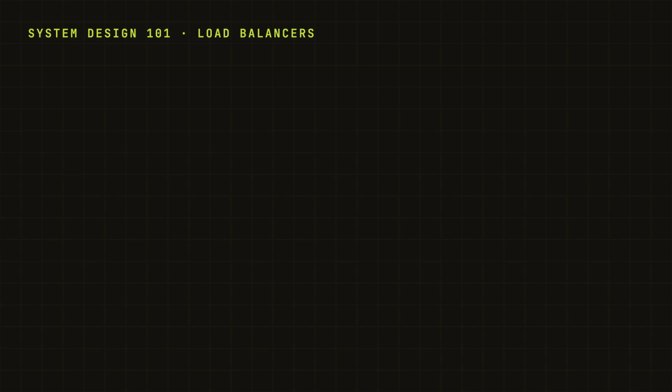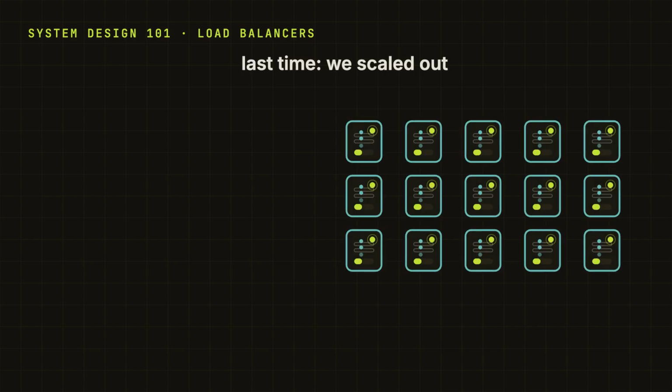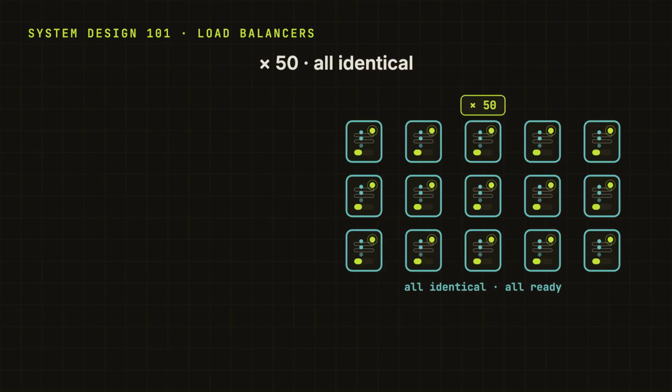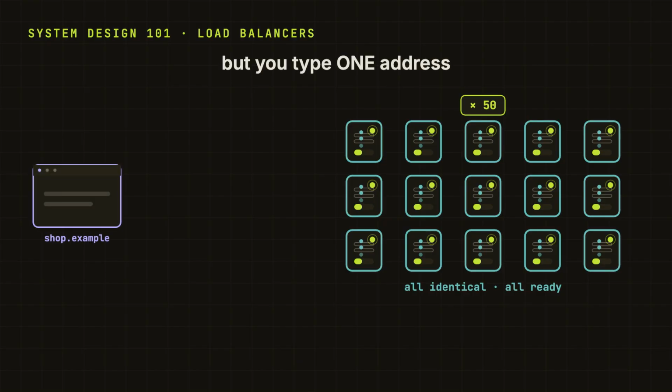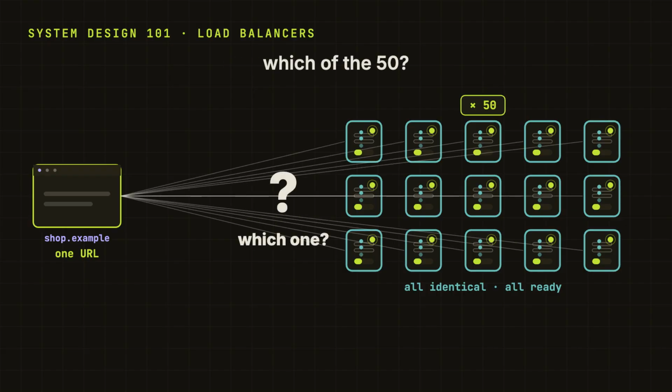Okay, so last video we scaled out. We said need more capacity, just add more servers. So now let us say we have got 50 of them, all identical, all ready to serve. But here is the thing nobody stops to explain. Sitting at your browser, you type in one address, shop.example, one URL. So which of those 50 servers does your browser actually connect to?